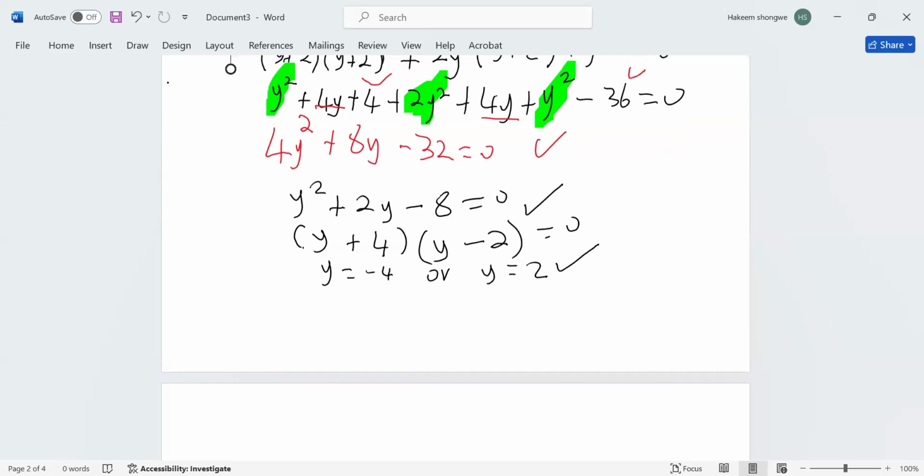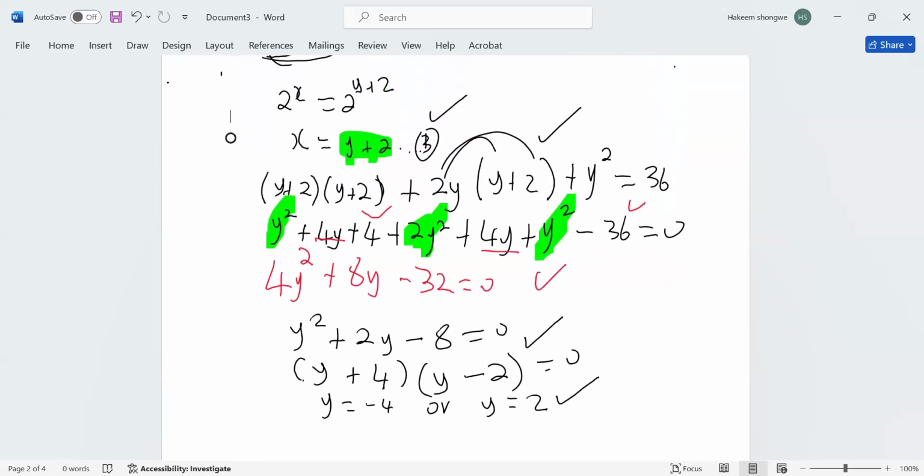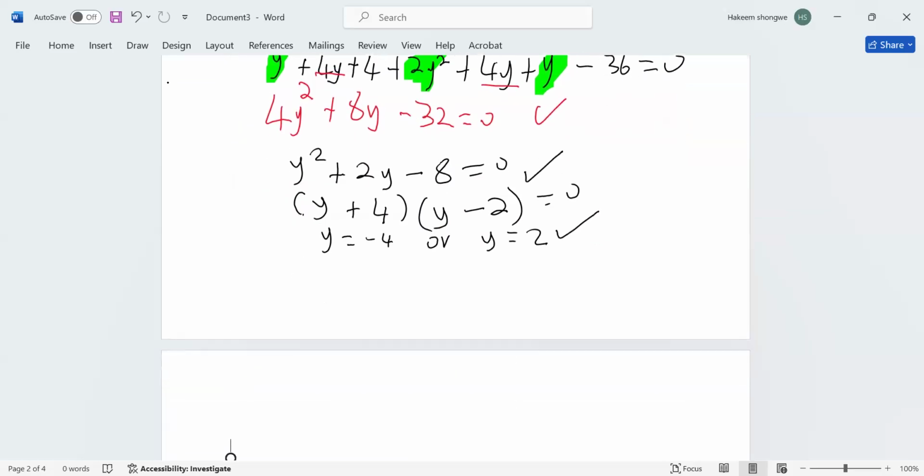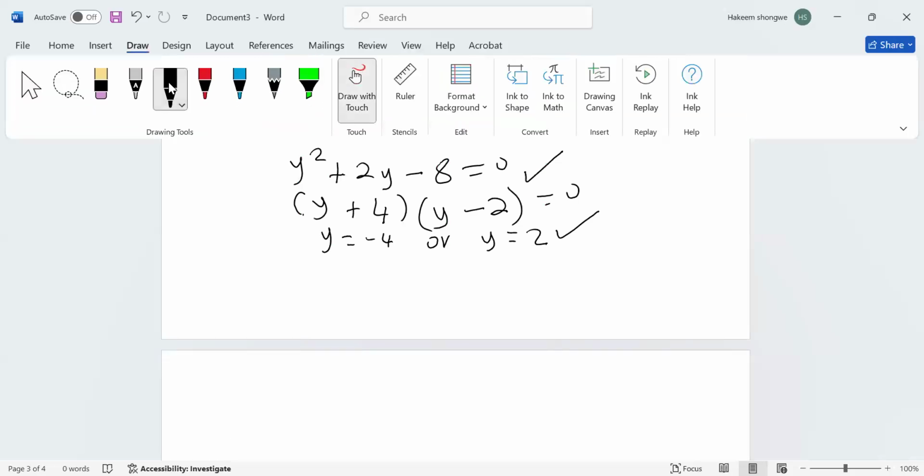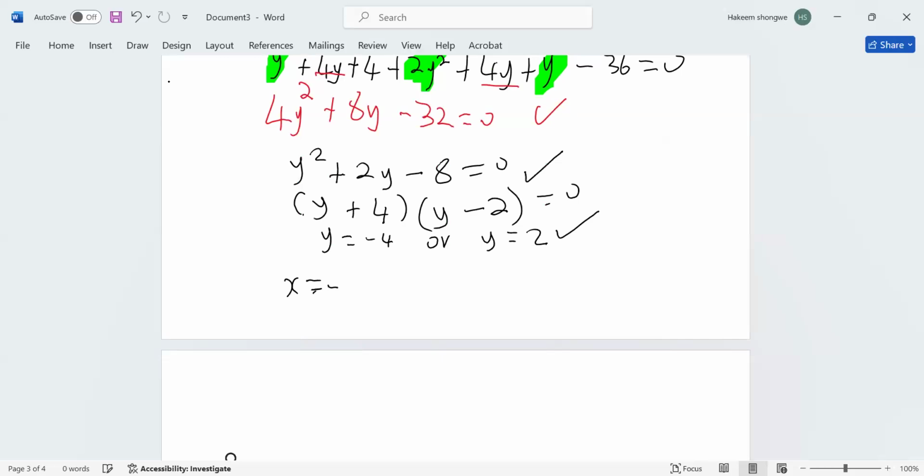Then we go to the last one. We're going to get one last mark for substituting into x is equal to y plus 2. So if you sub the first one, what do you get? You have x, which is going to be minus 4 plus 2. The other one says x is going to be equal to 2 plus 2. This one gives us minus 2. This one gives us 4. And then we get another mark here, and then we are done with this one.